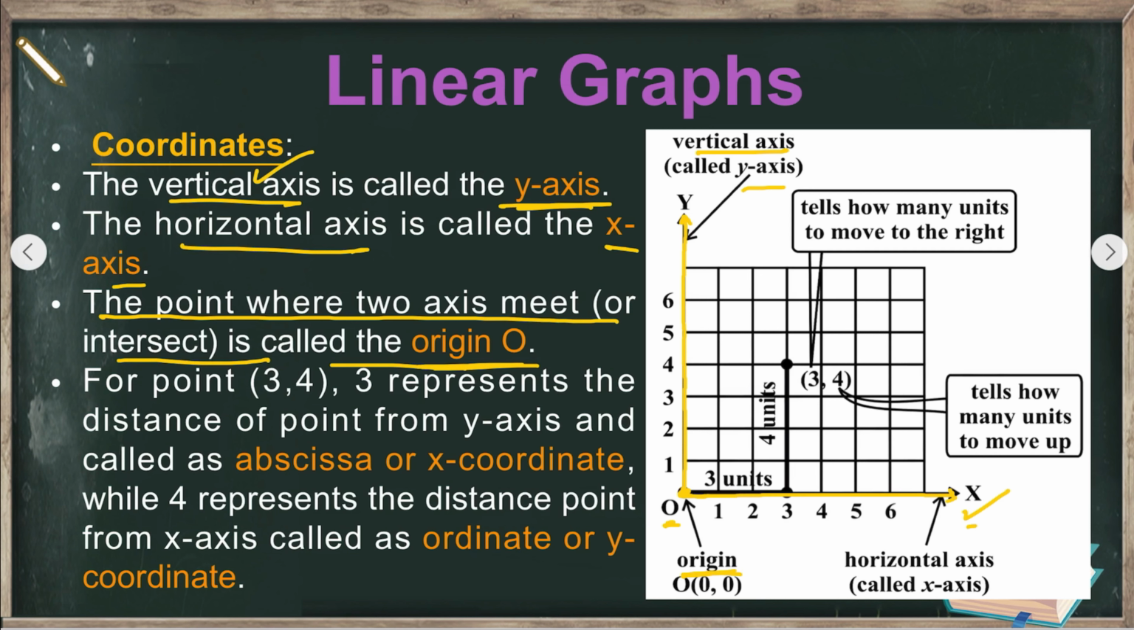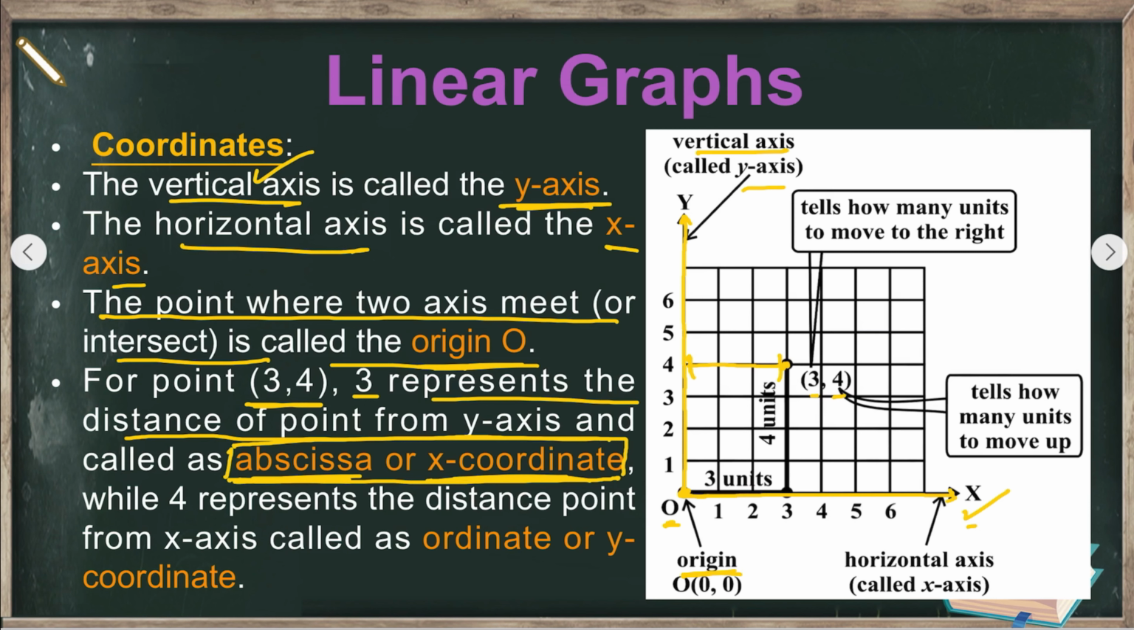Then we have one very important thing. Suppose we take this point (3, 4). The first number here, 3, represents the distance of the point from the y-axis. So this 3 means this point is 3 units away from the y-axis, and it's called the abscissa, or x coordinate. Note this down.